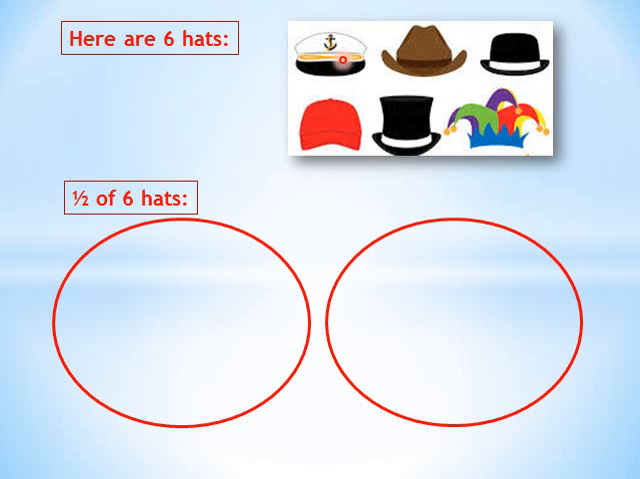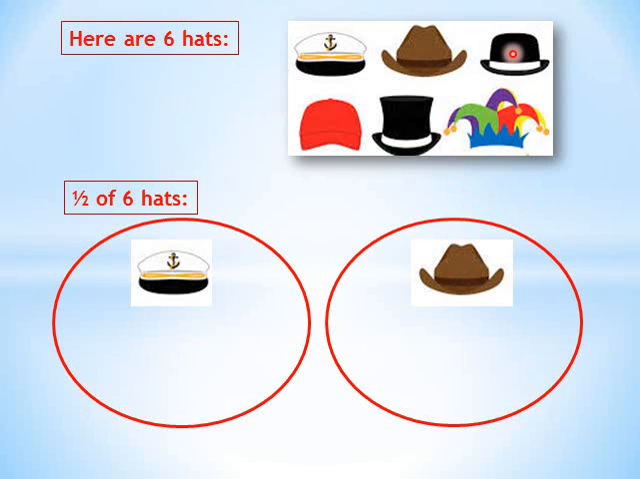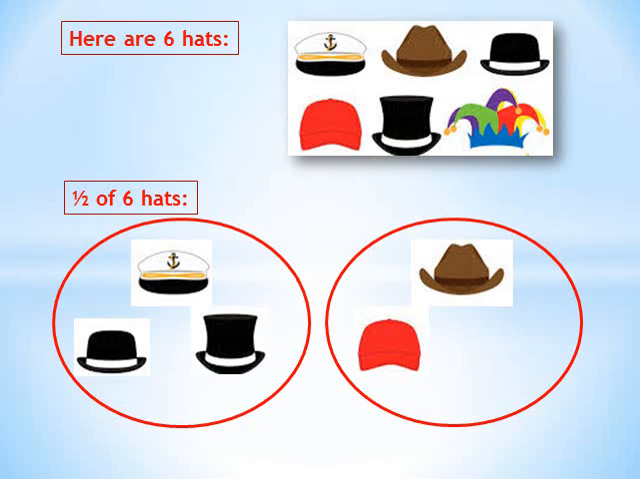So let's start with the first hat. I will put it here in this group. The second hat, this cowboy hat, I will put it in the second group. This hat, I will put it in the first group. This hat, I will put it in this second group. This magician hat will go in the first group, and this clown hat will go in the second group.